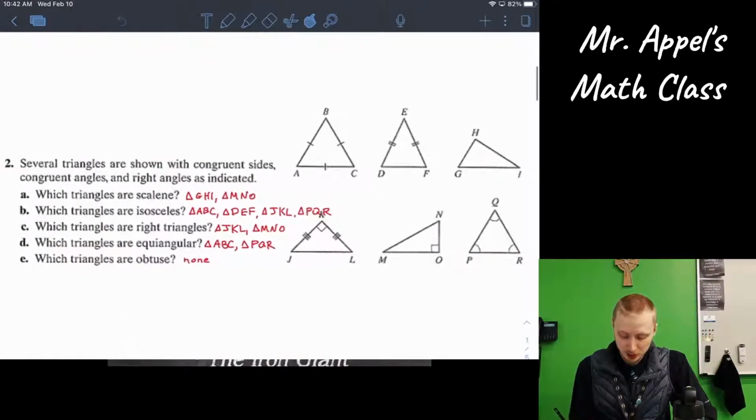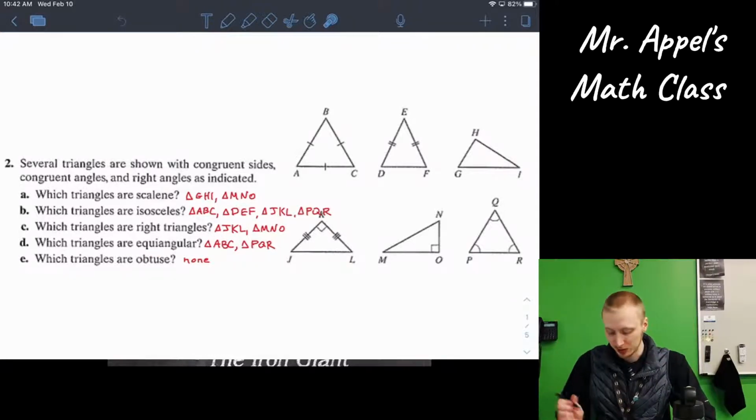Okay, there is number 2, more of the same. Find the scalenes, the isosceles, right, equiangular, and obtuse, which there aren't any.